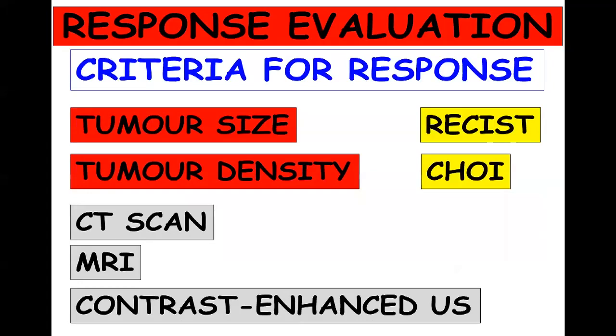What about response evaluation? We have different criteria for response. RECIST is based on tumor size and Choi is based on tumor density, on CT scan, MRI, or contrast-enhanced US. Why is it necessary to have different criteria for response? Because some anti-tumor activity leads to tumor shrinkage, but sometimes there is a change only in tumor density.